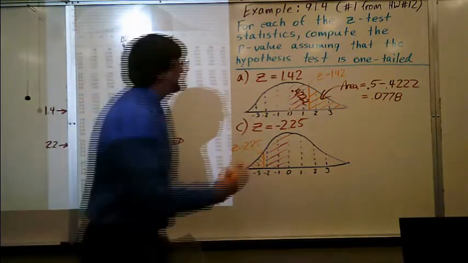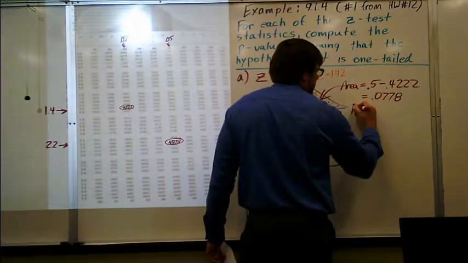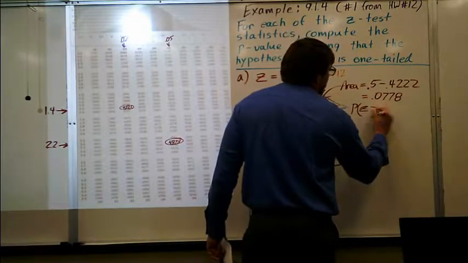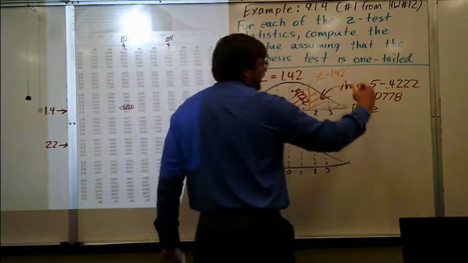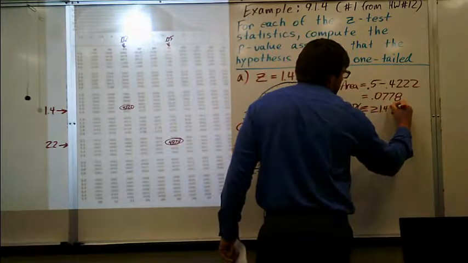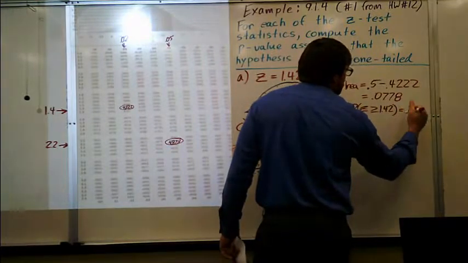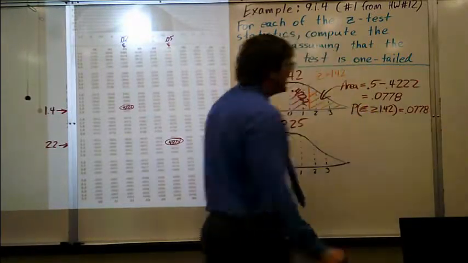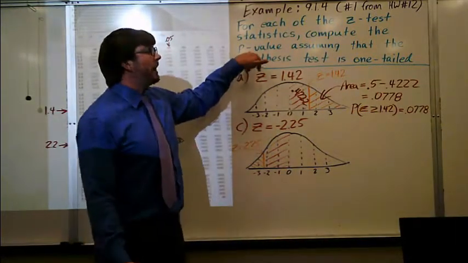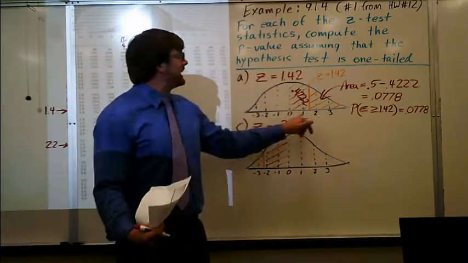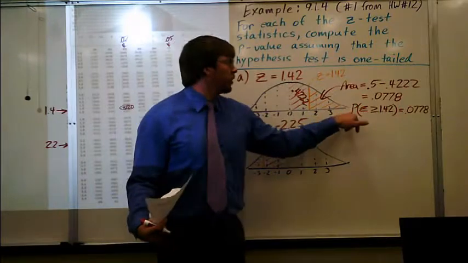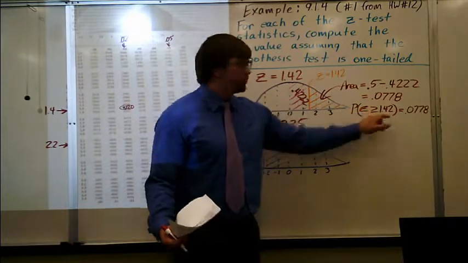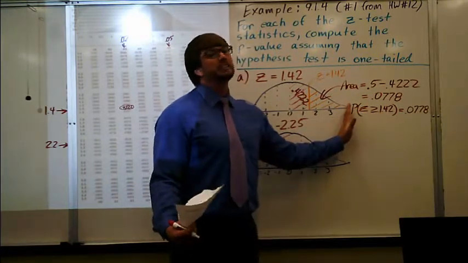So that means the probability of getting a z-value greater than or equal to 1.42 is equal to 0.0778. And once again, we were asked for the p-value, which is the probability of getting a z-value as extreme or more extreme than the one of interest, right? So same thing, z is greater than 1.42, because greater than 1.42 is more extreme, or farther away from the mean.